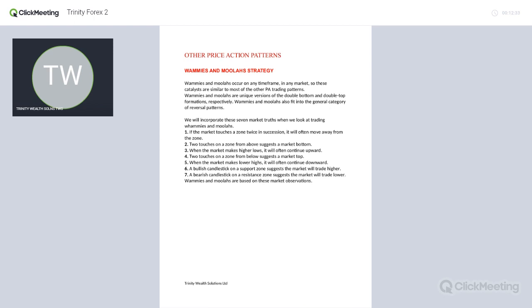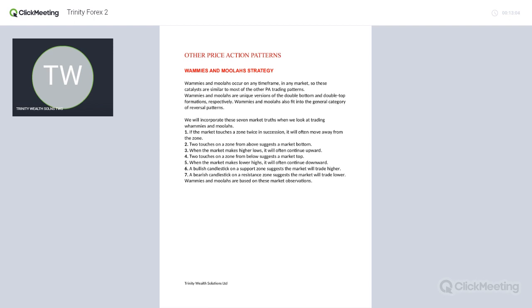So these are similar to most other price action trading patterns. Womis and Mullers are unique versions of the double bottom and double top formations, respectively. So Womis are double bottoms and Mullers are double tops. They're unique versions of those particular patterns which we covered yesterday. Womis and Mullers also fit into the general category of reversal patterns.